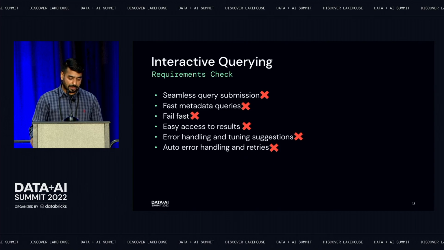It did provide some basic error handling and tuning suggestions based on Dr. Elephant, but it was very basic. And the auto error handling and retries is basically limited to the scheduler retry mechanisms. So overall, I think this architecture did not fare well for our interactive querying needs. As such, let's look at the other architectural choices we looked at.